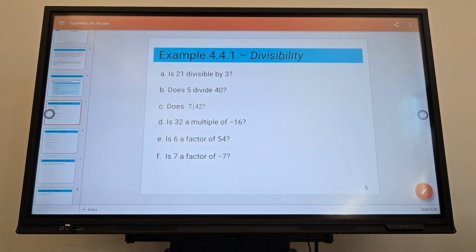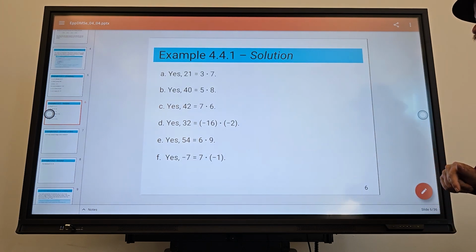Is 32 a multiple of negative 16? Yeah, a negative 2 multiple. Is 6 a factor of 54? Yeah, because it divides 54 evenly. Is 7 a factor of negative 7? Yeah, because you multiply it by negative 1, which is also an integer, and you get negative 7. So it's yes to all of the above.